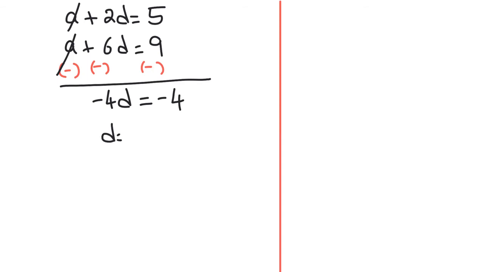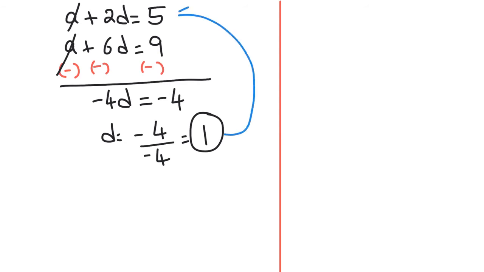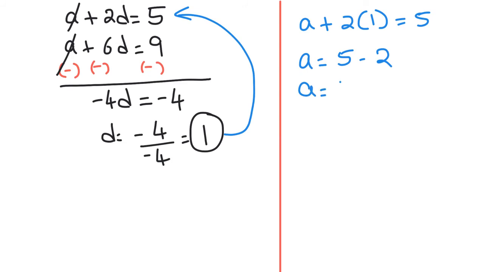And d is going to be negative 4 over negative 4, which is 1. So now we know d. We can take the value of d and plug it into the first equation and find a. So we will have a plus 2 times d, which is 1, equal to 5. So a is going to be equal to 5 minus 2, a is going to be equal to 3.